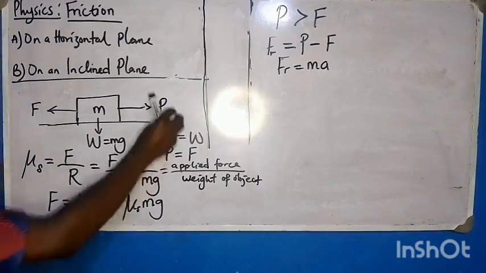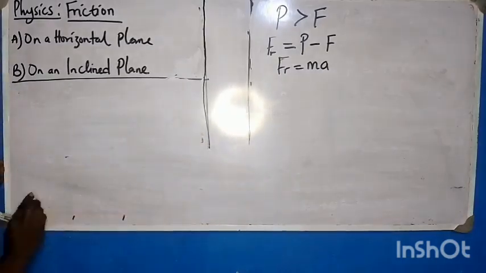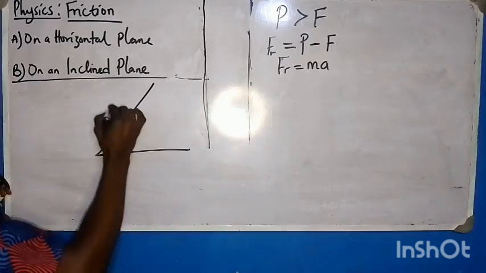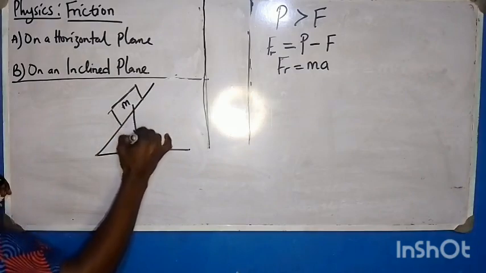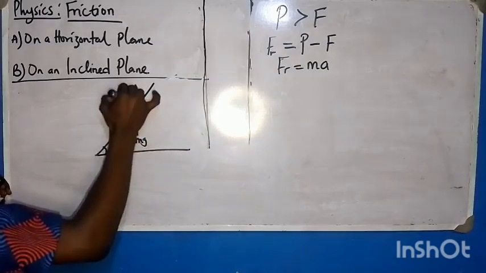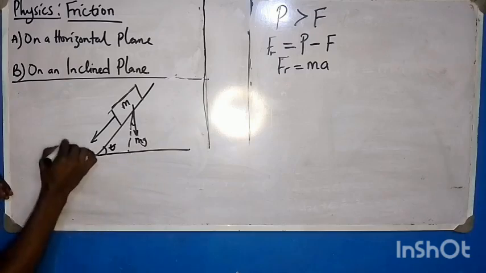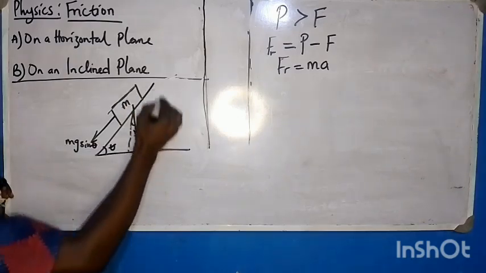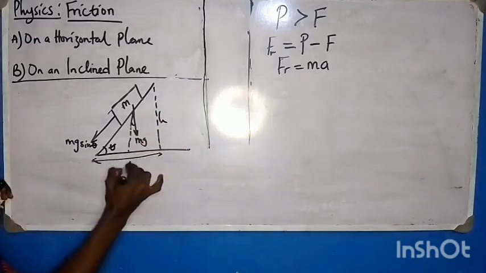Let's look at the second case, when the body is now moving on an inclined plane. So this is the inclined plane, and we have a body with mass M, has mg here, has an angle theta here also. When we resolve this mass, we are going to have mg sine theta over here, and then we can also have the height here, h, and distance d here.